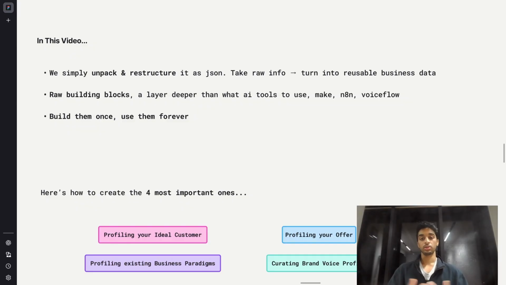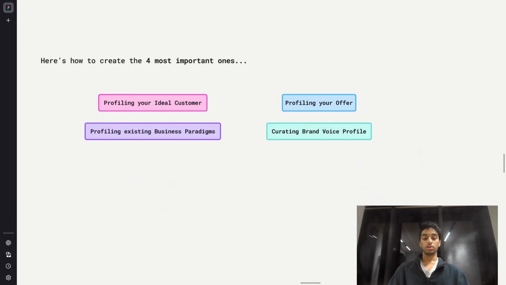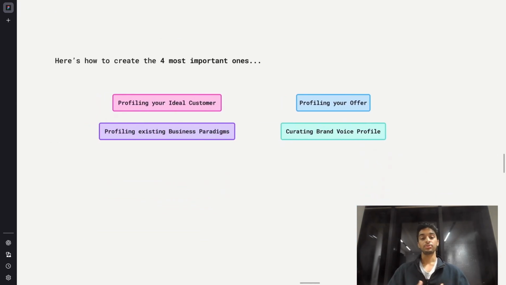And the good thing is you can build them once, you can use them forever, and you can keep updating them with the latest information. So here are the 4 most important ones that I've seen that most businesses could benefit from. The first one is profiling your ideal customer. Then we have your offer. So what services do you offer? What price points do you offer them at, etc.